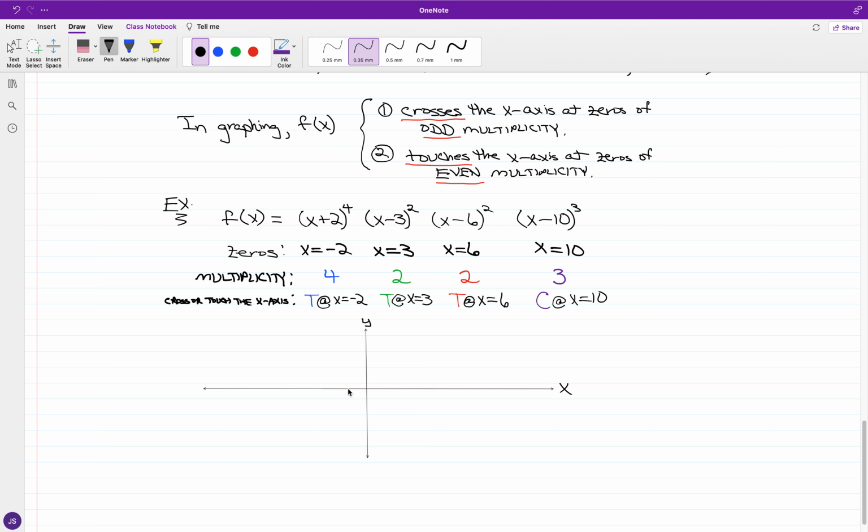So you have -2, along with +3, +6, and +10. And just looking at how the graph is going to appear, at -2, the graph is going to touch. At 3, it is also going to touch. At 6, it is going to touch, but once we get to x equal to 10, the graph is going to cross.